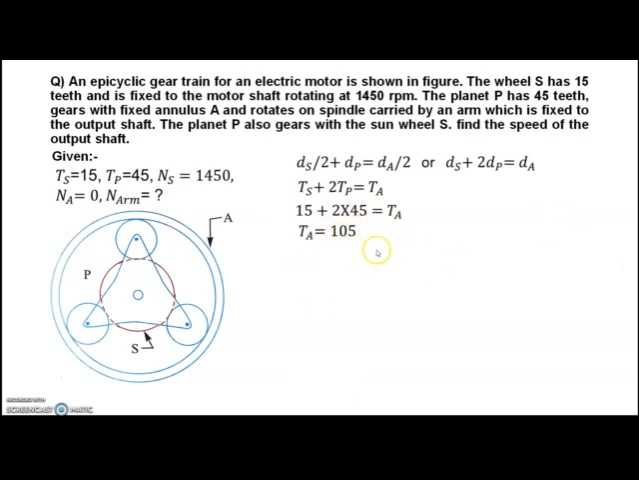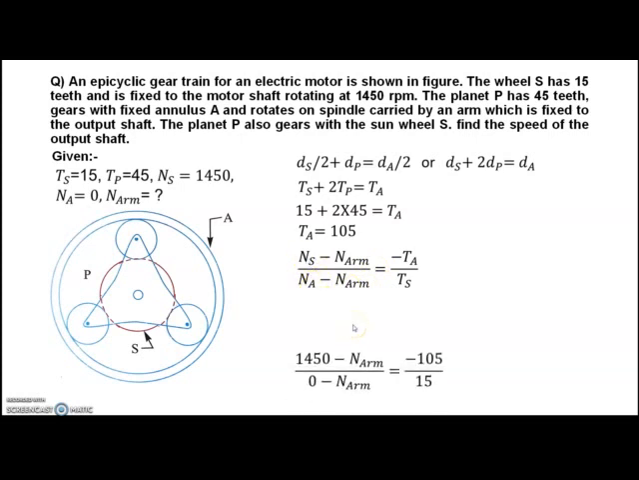So once you have found the number of teeth on A, it is very simple to write the equation between S and A. NS minus NR divided by NA minus NR is equal to minus TA by TS. Why this minus sign? Because if S rotates clockwise, P rotates anti-clockwise, and since P and A are annular gear meshing, A also rotates anti-clockwise. So eventually A and S rotate in opposite directions. That's why there is a minus sign. This is the only thing you have to keep in mind.